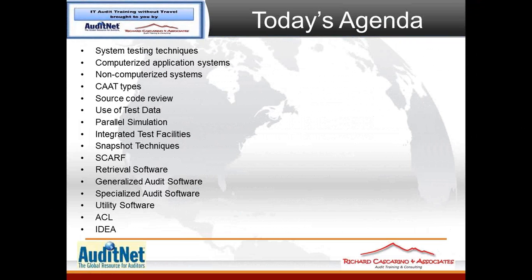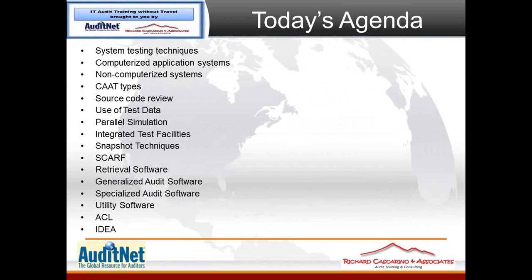The only way you can audit through the computer is to use the computer to audit the computer. Now, having said that, there's a tremendous amount of stuff that you can do without going into the computer. We'll take a look at auditing of computerized application systems, but we'll also look at auditing non-computerized systems. There's a role for CAATs in that area as well. Look at different kinds of CAATs.